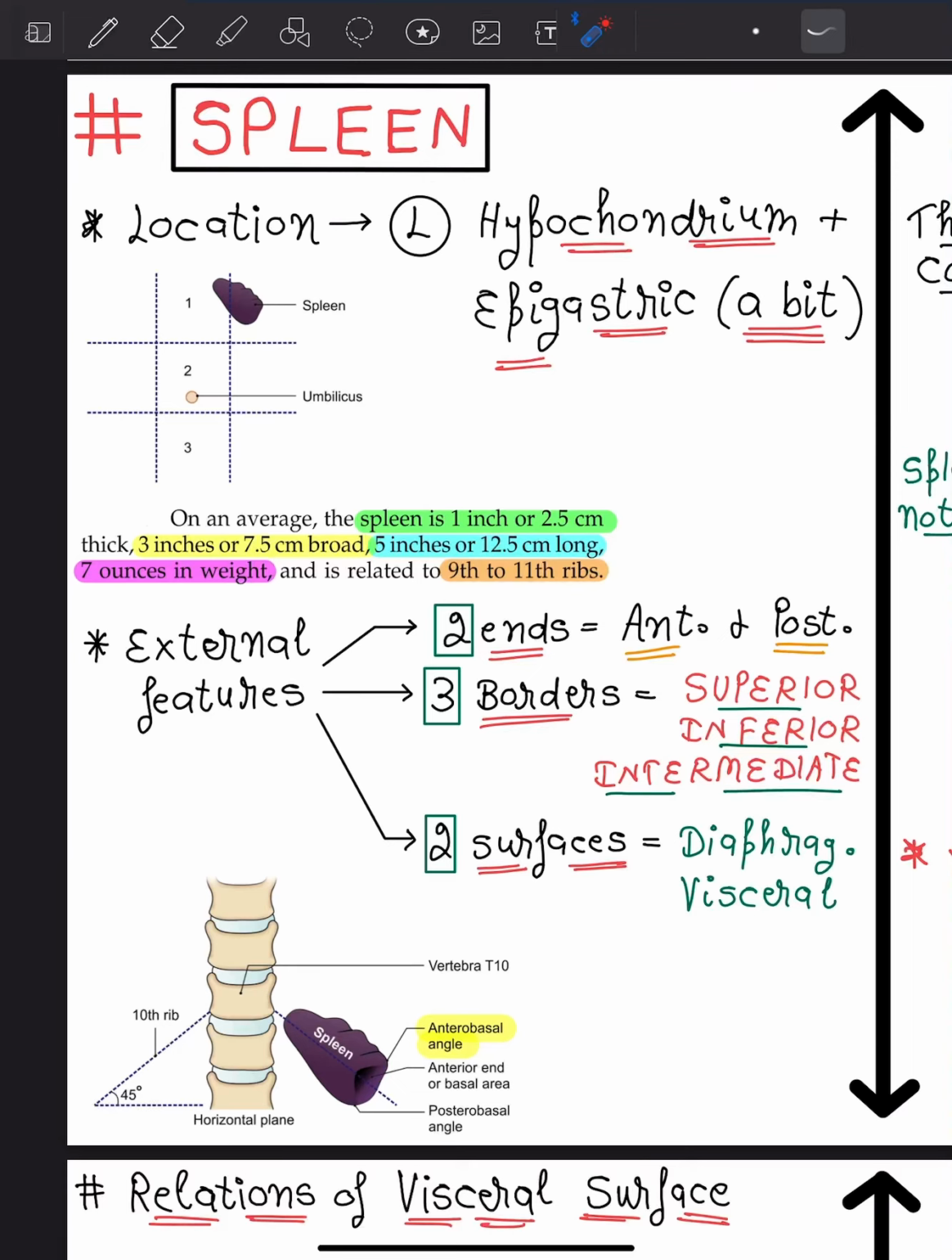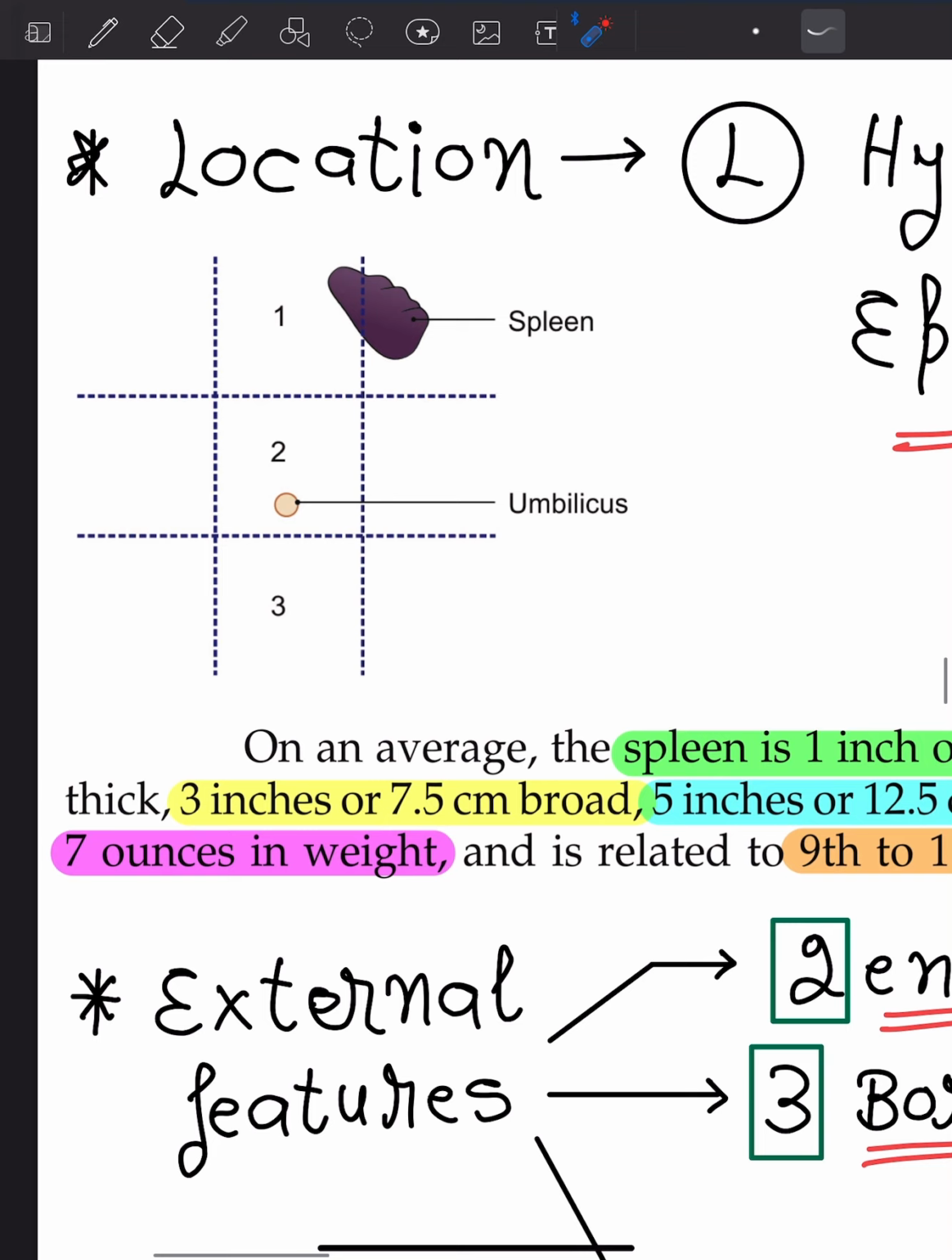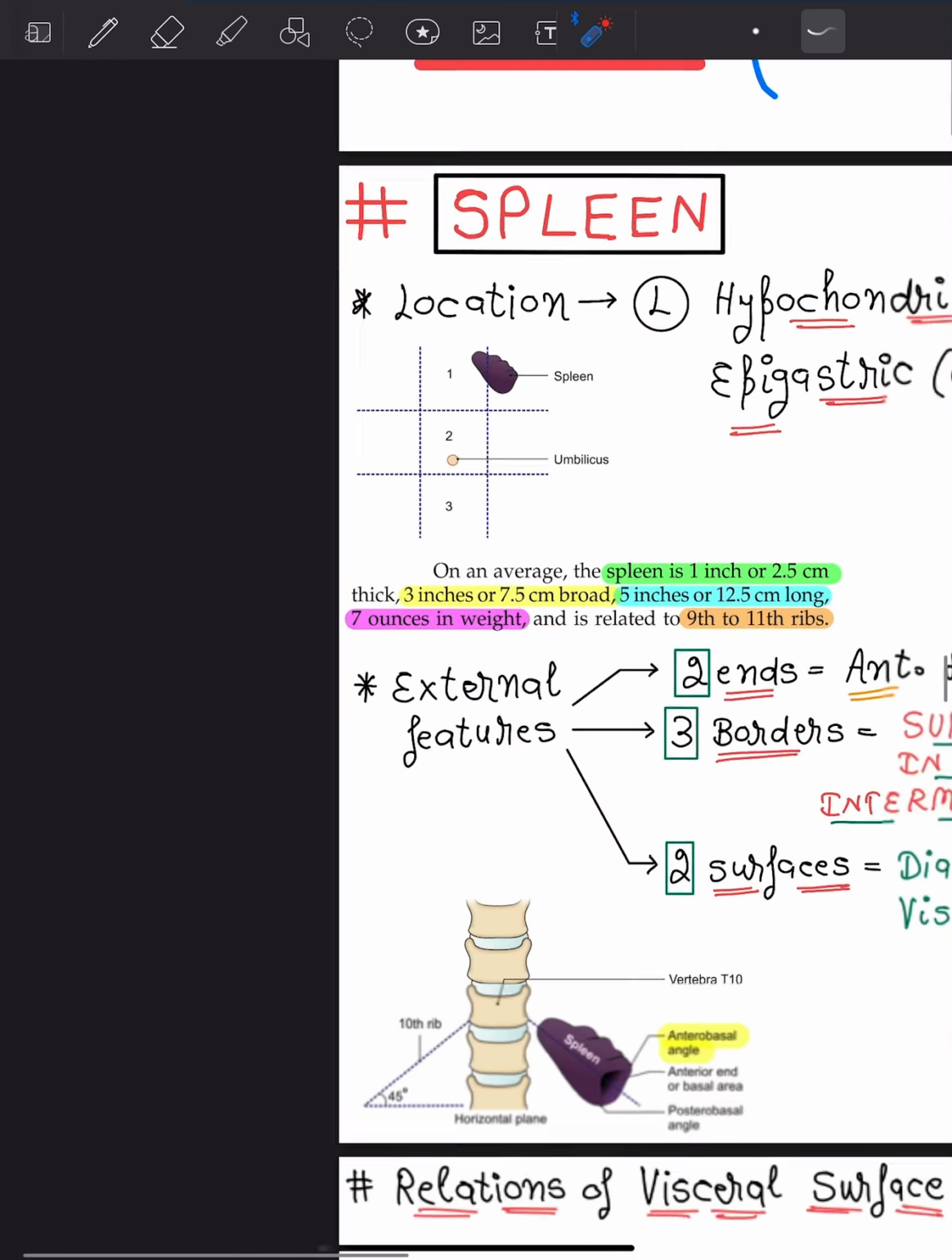Alright, so let's talk about the spleen here. Now, the location of the spleen lies in the left hypochondrial region and a bit of the epigastric region as well. As you can see in this diagram, this region right here, the one I'm shading, is the left hypochondrial region. The majority of the spleen lies in this region, but a bit of the spleen extends into the epigastric region as well.